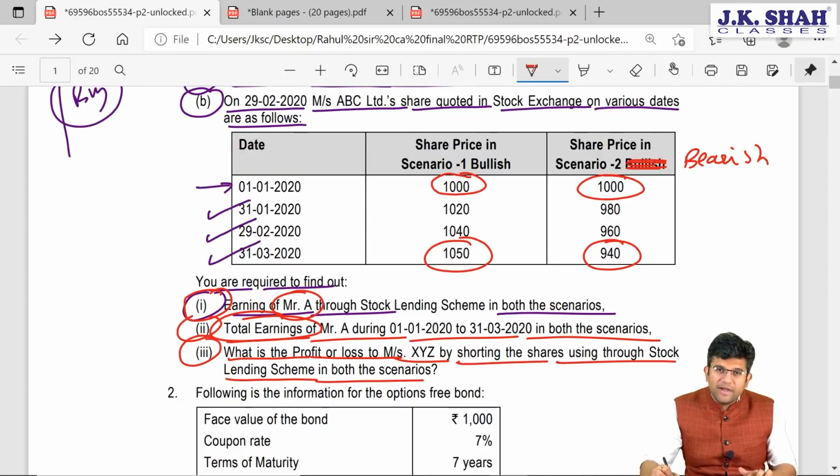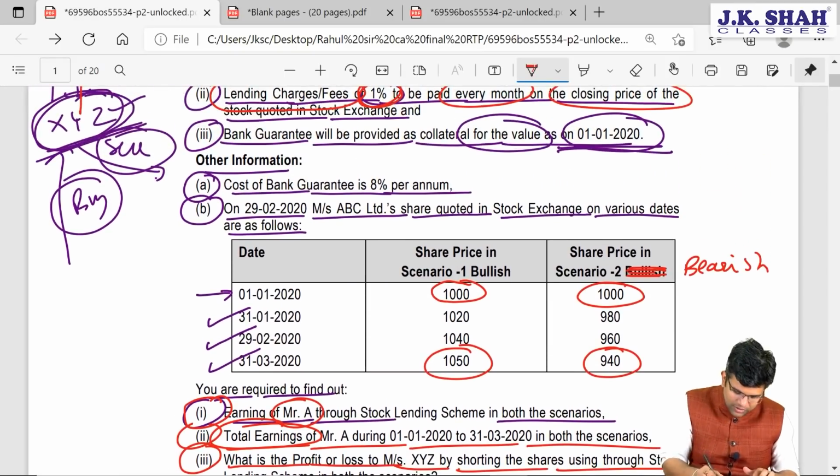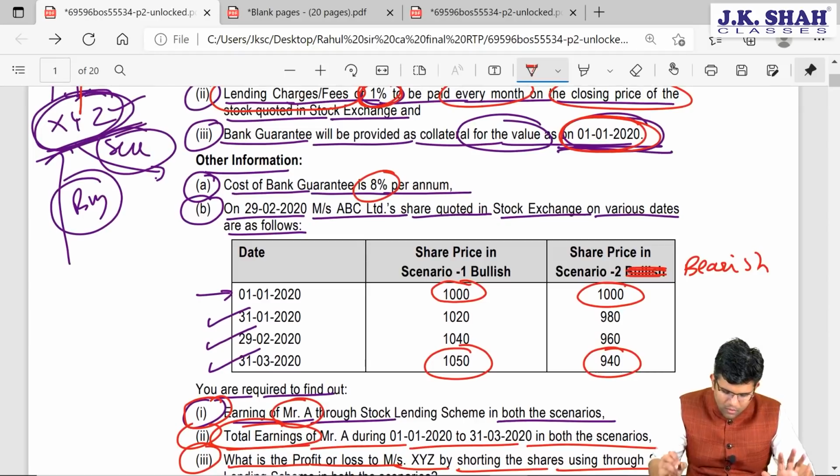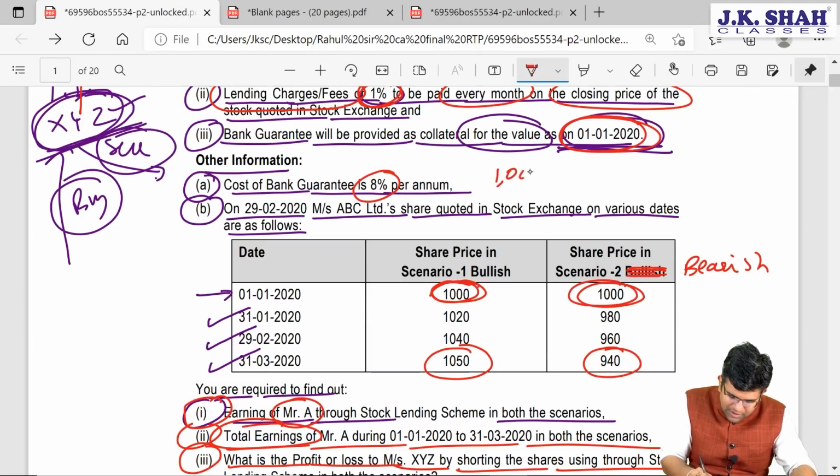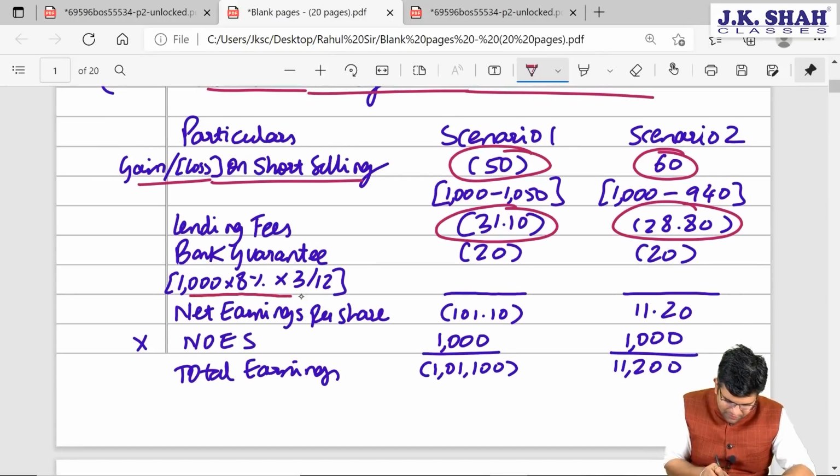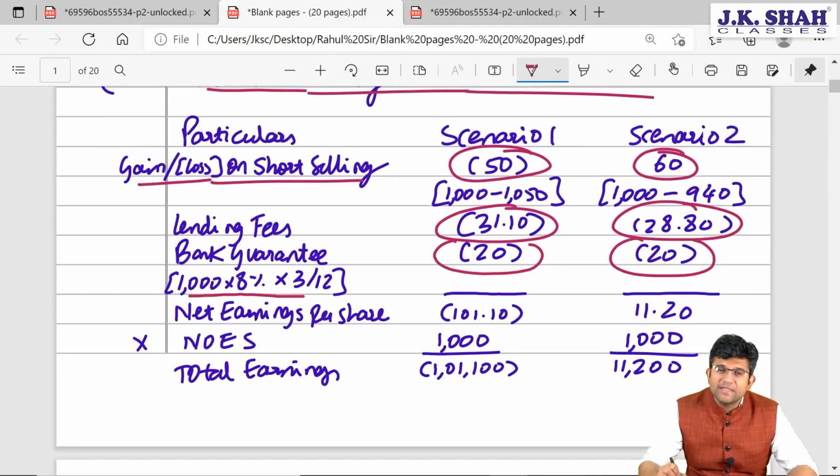And then, as we had discussed, there was a bank guarantee also that XYZ had to purchase on the value on 1/1/2020. Now value on 1/1/2020, children, is rupees 1000 irrespective of scenarios. So 1000 rupees share he is borrowing into 8% bank guarantee fees, but for 3 months only. Everybody clear? For 3 months only. And children, that calculation I have done here, that will result in a 20 rupees per share bank guarantee fees that XYZ has to further pay as another cost.